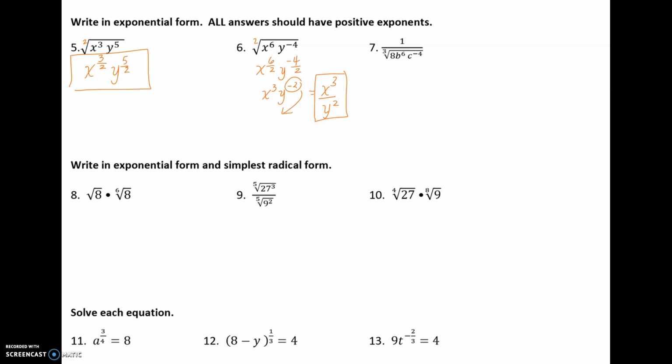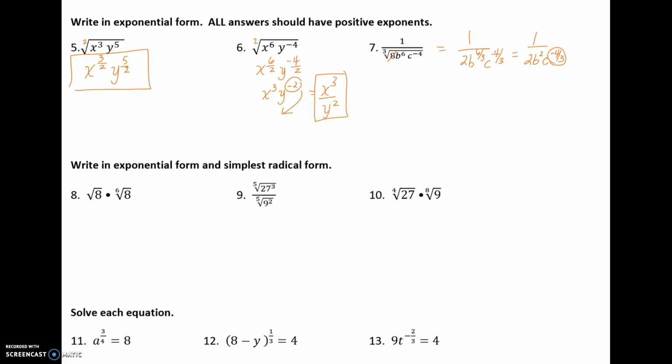1 over the cube root of 8b to the 6c to the negative 4th. All right, well, the good thing is the cube root of 8 is a perfect cube, so it's 2. We're done with that. Now we're doing b to the 6 divided by 3. It's the exponent over the root. C to the negative 4/3. Okay, from there, b to the 6 over 3. 6 over 3 is 2. C to the negative 4/3.